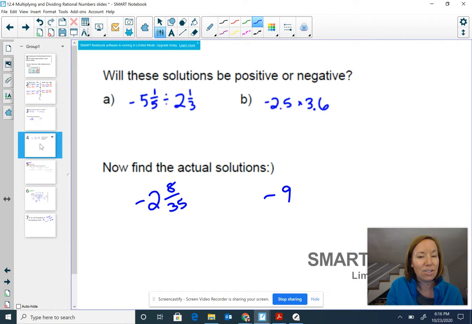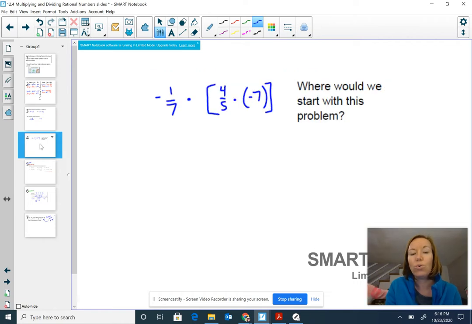Okay, let's check out another problem. Three terms this time. Negative 1/7 times 4/5 multiplied by negative 7. And notice we have these things here. They're not absolute value signs because they have those kind of sides there. Those are called brackets. So we use brackets every once in a while when we already have parentheses in a problem. I want you to try to figure out where you would start with this problem and try to solve it. Pause.